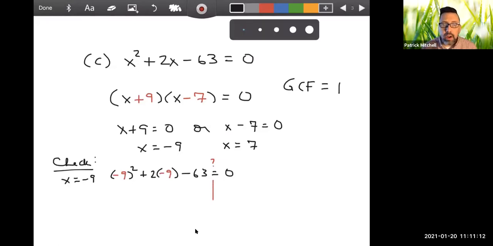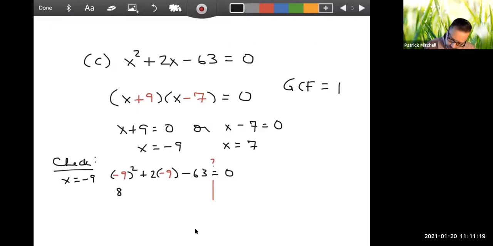All right, so the square of -9 is 81. It's not -81, right? And 2 times -9 is -18 minus 63, and I think that does come out to 0. Woohoo! All right, and now I'll check the x equals 7.